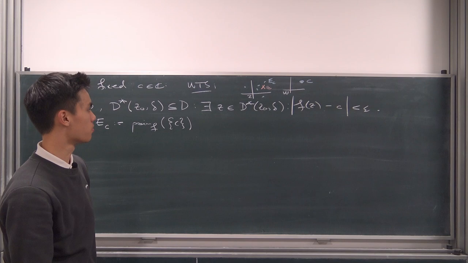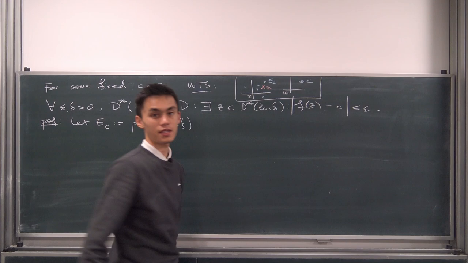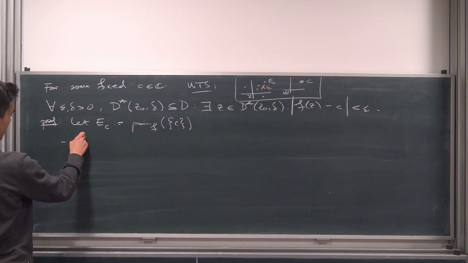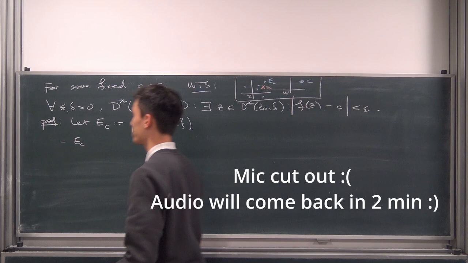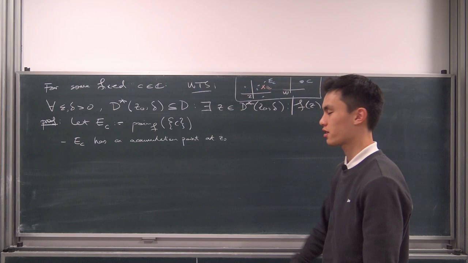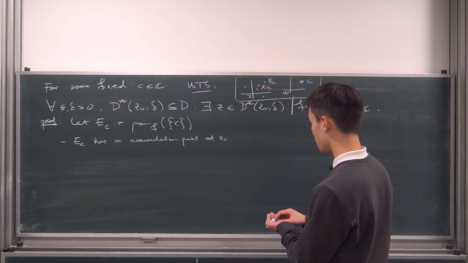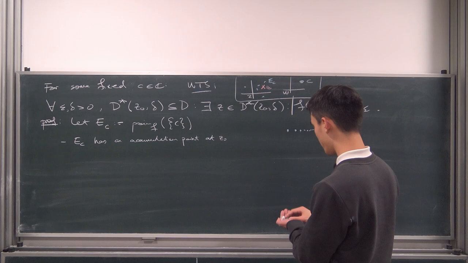Now, there's a few things that can happen with this set E sub c. First of all, E sub c could have what we call an accumulation point at z naught, so at our essential singularity. So what exactly is an accumulation point, or point of accumulation, or cluster point, whatever? It's a point in your set. So let's say this is your set over here. Let's say this is some set, and you have an accumulation point, let's say right over here. So this guy over here, maybe that's your accumulation point.